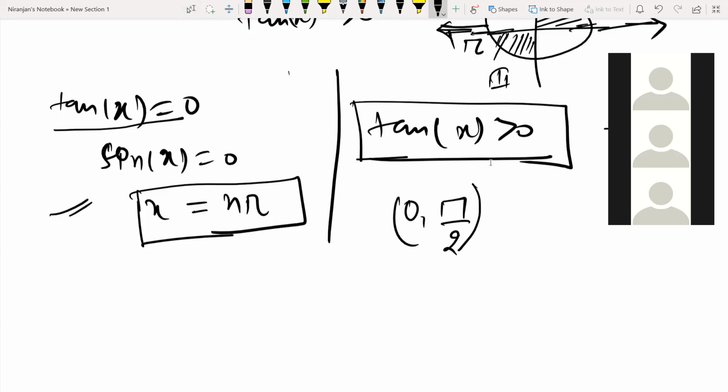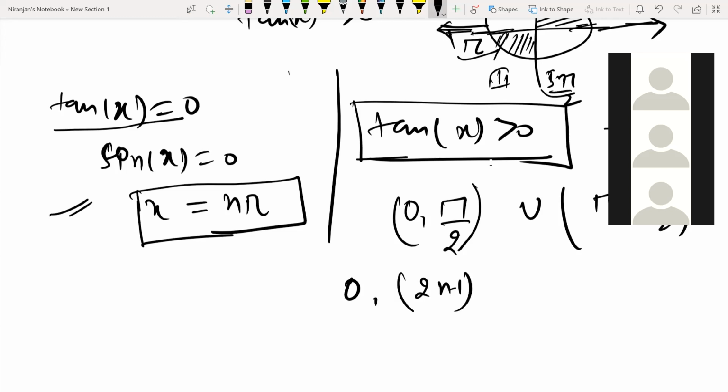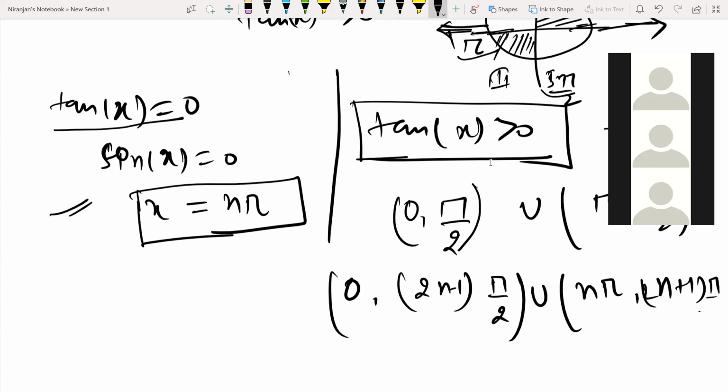And what is this? This is pi, and this is 3 pi by 2. So I can't include pi, I can't include 3 pi by 2. So, union pi comma 3 pi by 2. Now, how do I write this in general format? I write this 0 comma 2n minus 1 into pi by 2 union n pi comma 2n plus 1 into pi by 2, where n belongs to the integers.